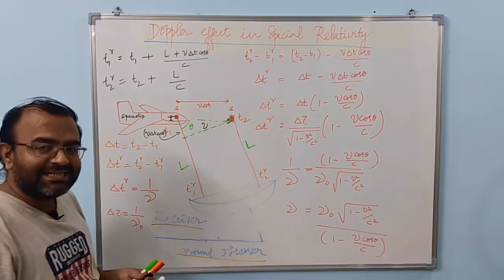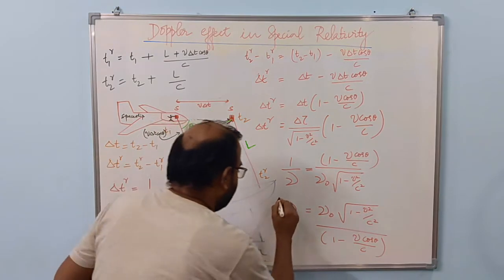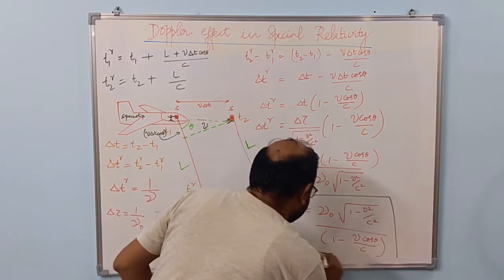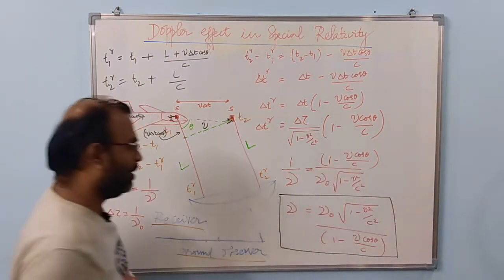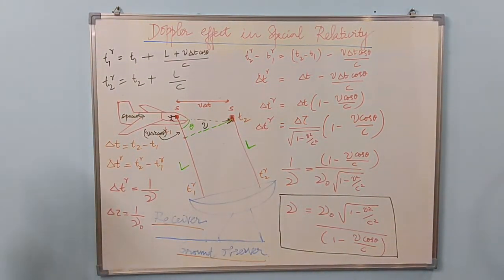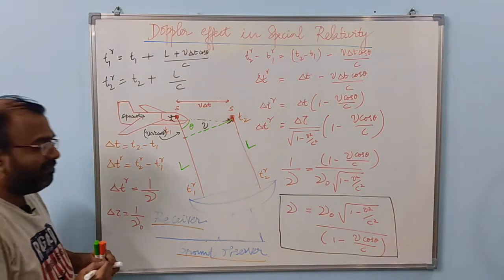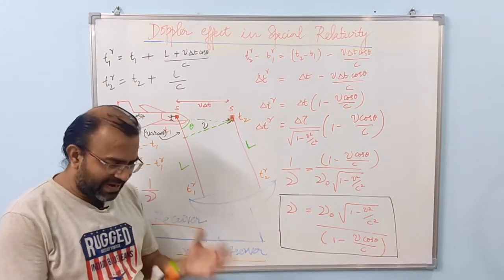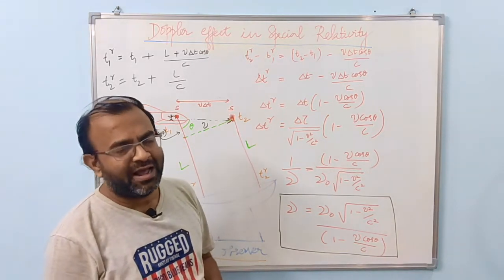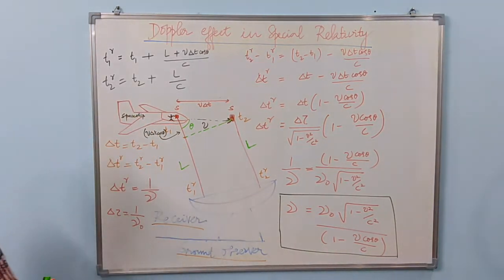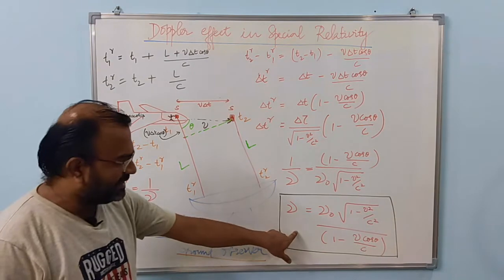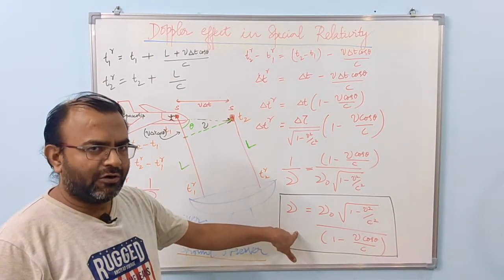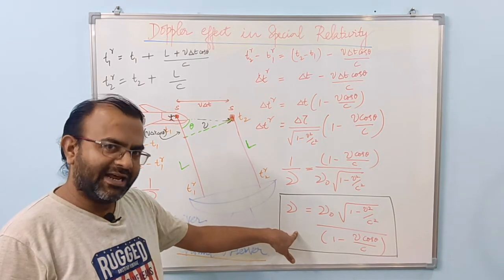Now this is the generalized expression for the relativistic Doppler effect for any arbitrary angle between the direction of relative motion of the source and the observer, and the line joining the source to the observer. This is the most general expression for a relativistic Doppler effect, or a Doppler effect in light.